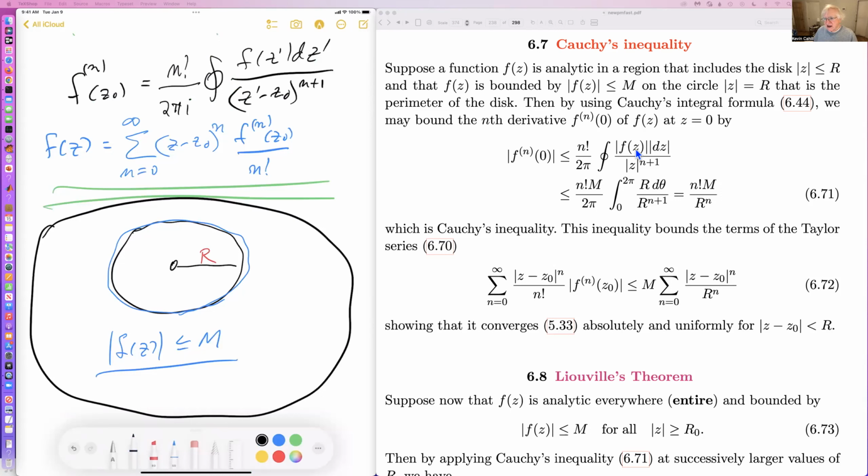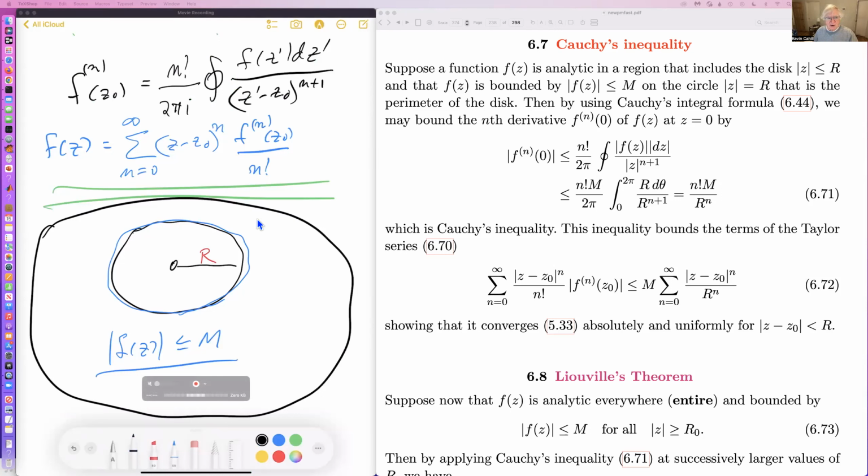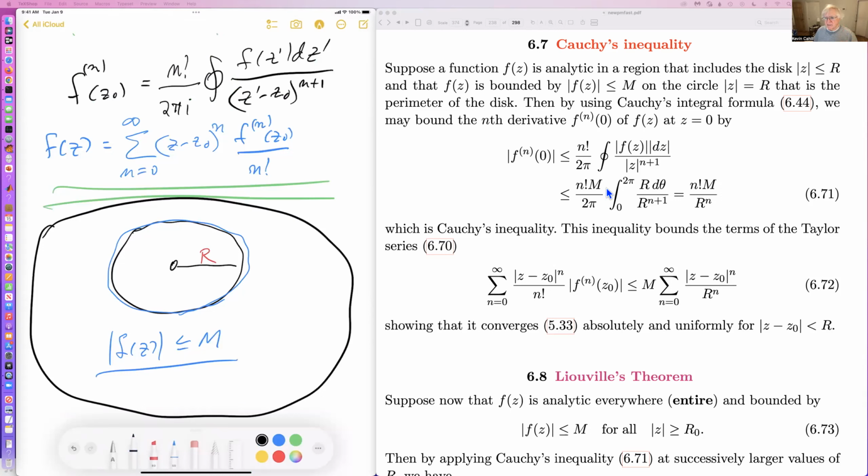But now we're saying that f is bounded on this perimeter by capital M. So we can pull out the capital M and get rid of f of z. And now we just have d theta, which is 2 pi when integrated over r to the n. So this is a bound on the nth derivative.